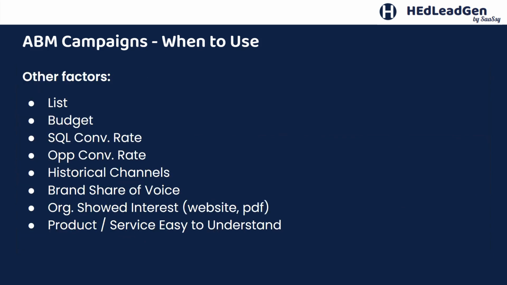Now, other factors that might come into play are the list. Do you already have a list, or do you have an idea of accounts that you want to target? The budget, your SQL conversion rate, your opportunity conversion rate, the historical channels that have been working with your campaigns, your brand share of voice against your competitors, organizations that have shown interest in your website or PDFs or digital assets, and how easy it is to understand your product or service in relation to your buyer personas. Are they aware? Is it easy to explain? Is it easy to adopt?